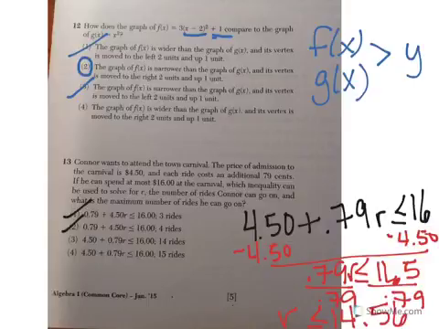14.56, which means the number of rides he can go on has to be 14 rides or less. You can't go on half a ride, so you can't round up or anything. So the choice would have to be number 3. He has enough money for 14.